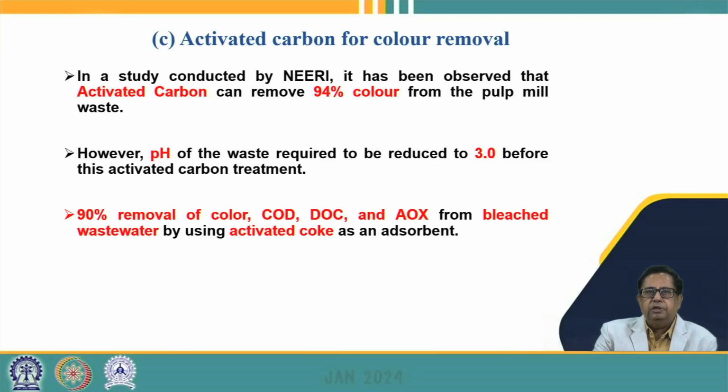So activated carbon can also be used for the color removal. For example, a study conducted by NIRI has observed that the activated carbon can remove nearly 94% of the color from the pulp and paper mill waste. However, we have to adjust the pH before we go for the adsorption process. In this case, it has been found that if the pH is nearly 3, then we can get the maximum removal of the color by using the activated carbon treatment.